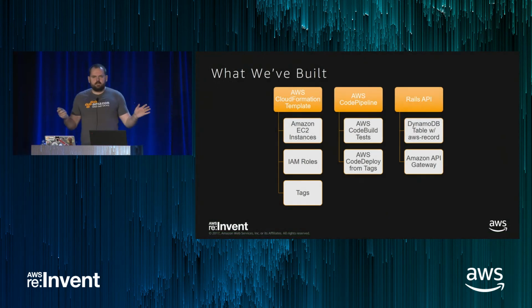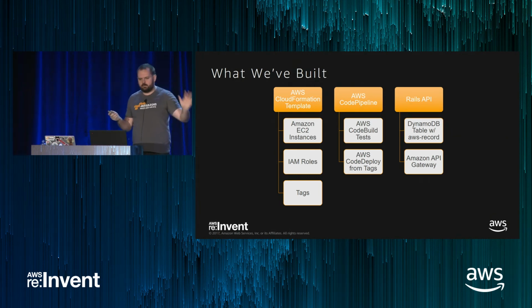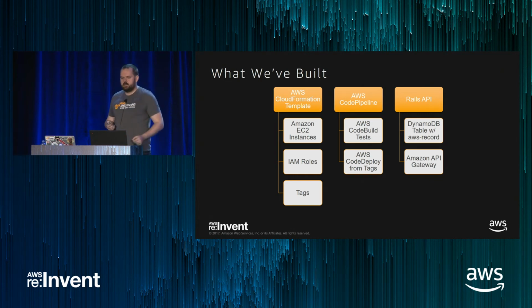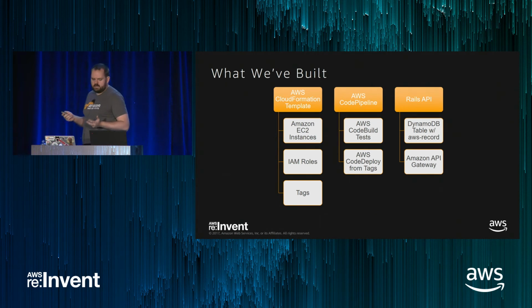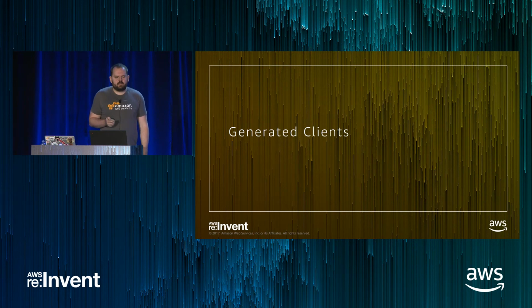All right, so again, this is what we built so far. We have our CloudFormation template to spin up copies of our entire application from pipeline to app servers. We have the pipeline itself, and we have a Rails API running on DynamoDB, and we're going to talk a little bit about the API Gateway fronting as well in the next section, but we have a working application at this point. So now I want to talk a little bit about generated clients.